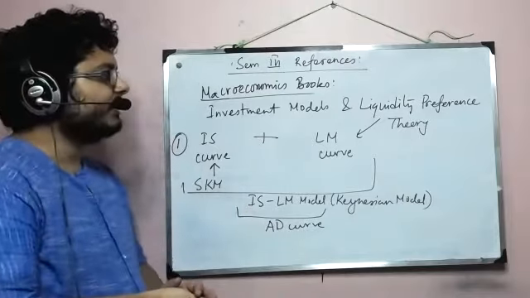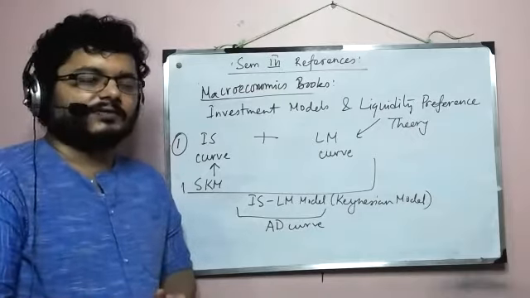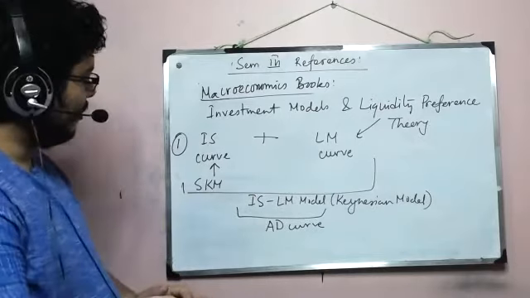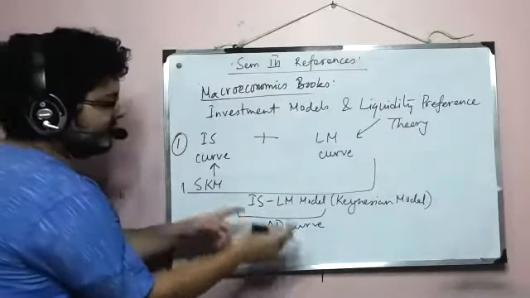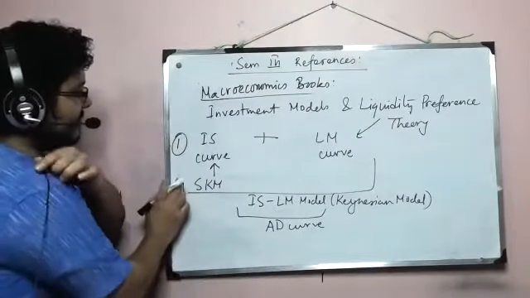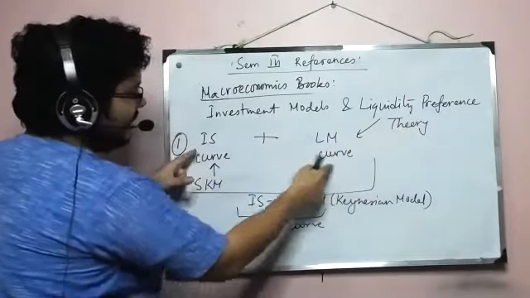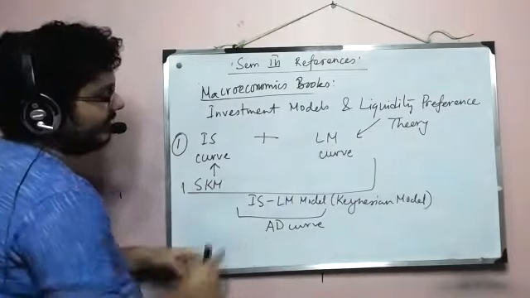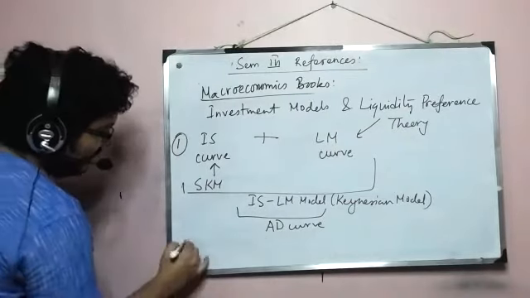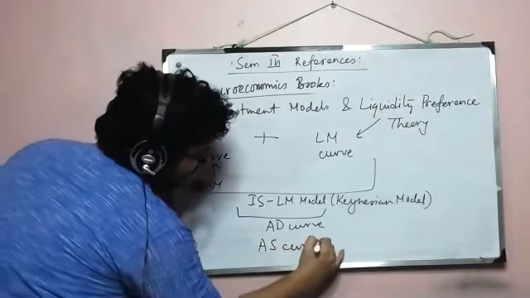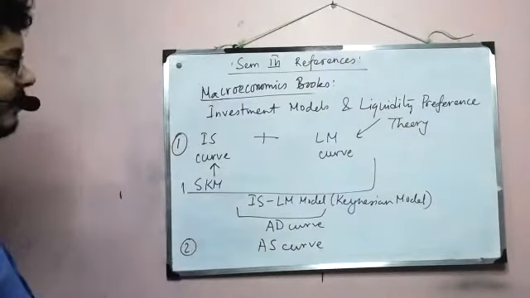But the underlying theories are entirely different. They start from totally different points. So this is how we get the AD curve: SKM to IS, then liquidity preference to LM, then ISLM gives us the AD curve. Now we need the AS curve here, and that AS curve comes from a different set of models.